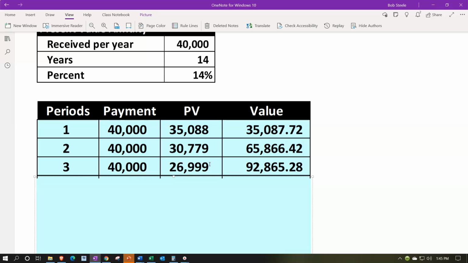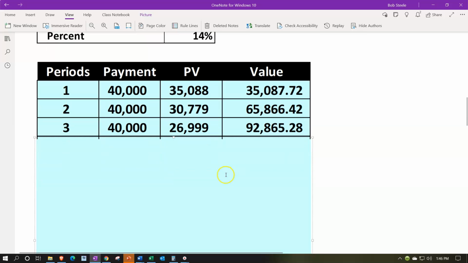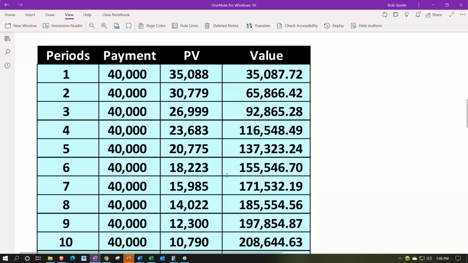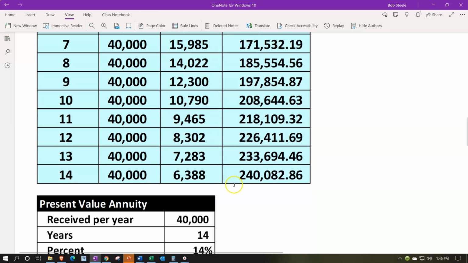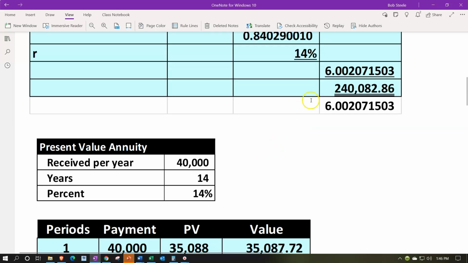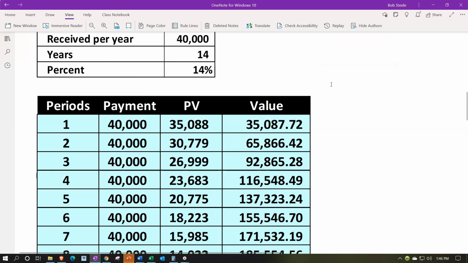because of course that 40,000 will be received further into the future, therefore further discounted. So the 26,999 added to the 65,866.42 gives us the 92,865.28, and so on and so forth. And then if we get down to the bottom of this, if we were to add this whole thing up, we get down to, once again, the 240,082.86, which matches up to the 240,082.86 up top.